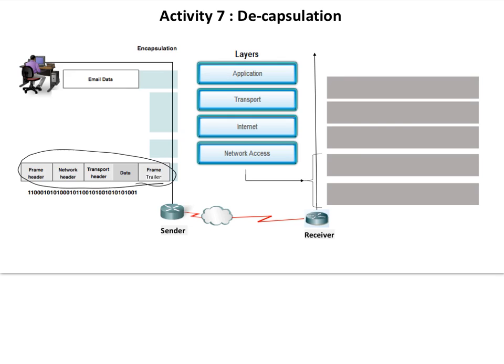Okay, so it arrives at the receiver. So now we need to know the structure of the message at the receiver side after we do decapsulation at every level. How does it look like? All right? So just remember that the network access layer here is divided into two parts. So we have two levels for the network access layer. Why? Because we have physical and data link layer, right?